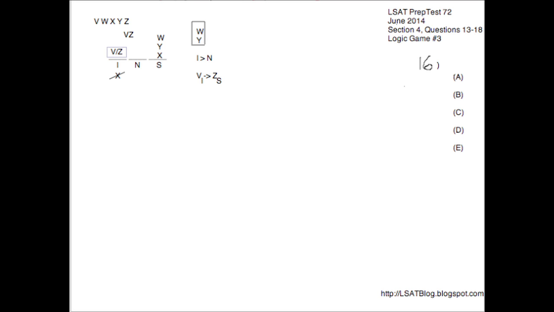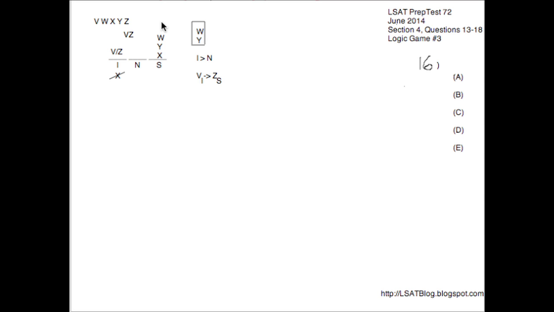And in fact, looking at it, if we've got V on I, of course, Z would have to go to S. If we have Z on I, well then V can't go to I also, so V would have to go to S, again because of that conditional. So it's really going to be 1 on I, 1 on S, it seems. We'll just scan through the choices.